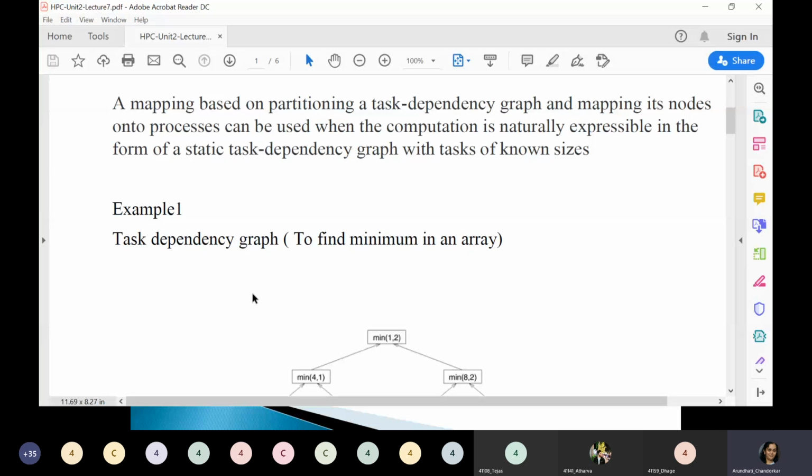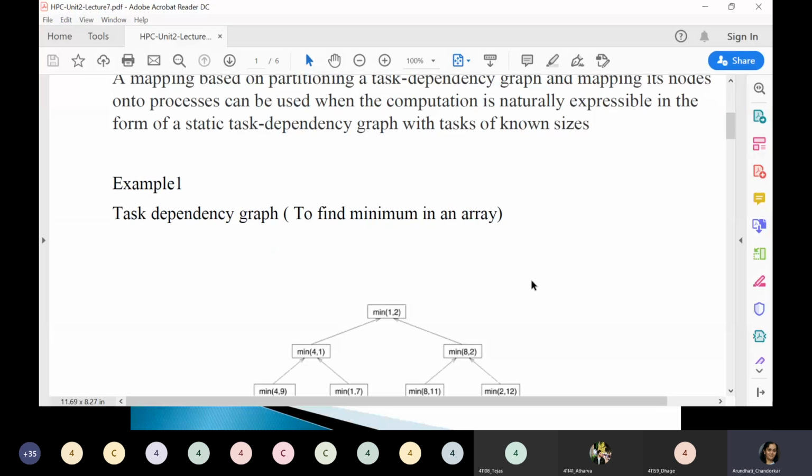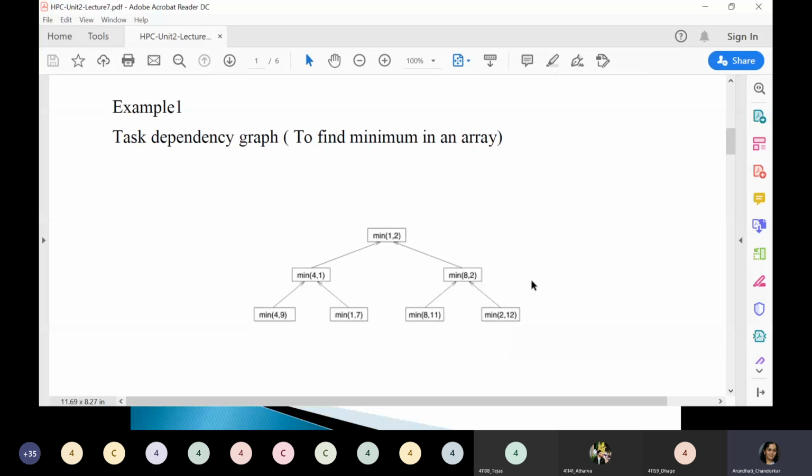We had seen this task dependency graph to find the minimum in an array. So recursive decomposition, I hope you can recollect. The array elements are 4, 9, 1, 7, 8, 11, 2, 12. I pair them in groups of two, and go on finding the minimum between the two. Next level, and at the root I get the minimum. So just concentrate here.